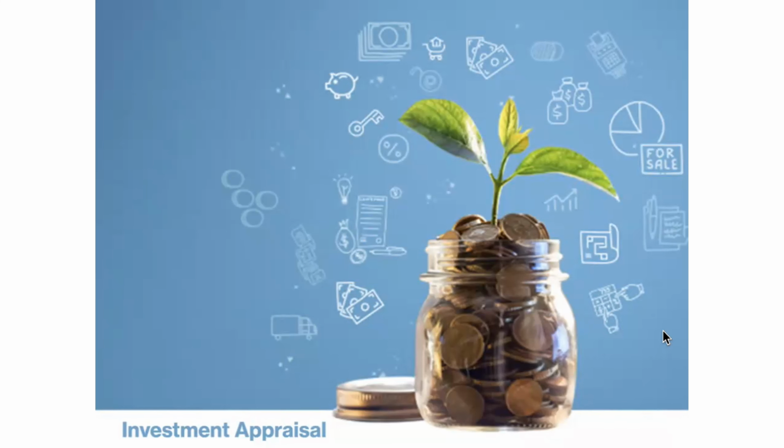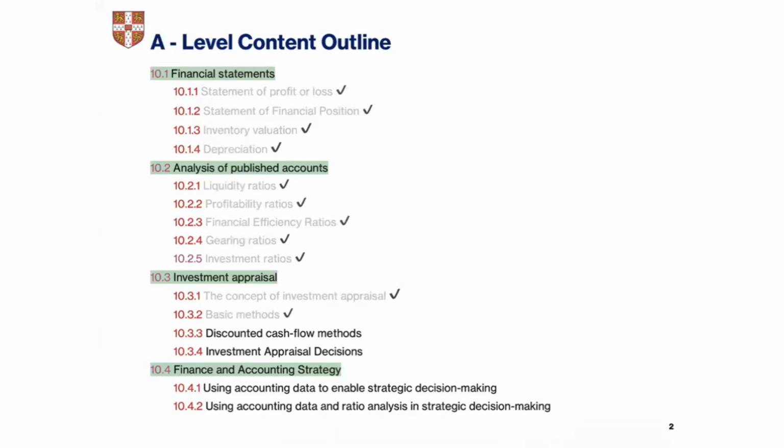So we have been talking about investment appraisal. This is the outline of chapter 10. All the ticked units we have taken: 10.1 financial statements, 10.2 analysis of published accounts, then 10.3, that's where we are, investment appraisal. We have just 10.4 to go and we'll be done with this chapter, which I think is the most challenging because of the several formulas that we have to commit to memory, and also some of the concepts that may be a little challenging to understand. But I believe that proper preparation would ensure that we excel in our exam.